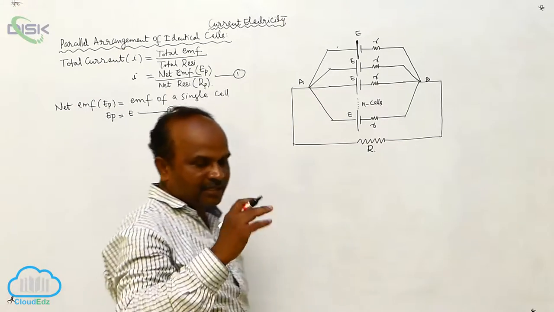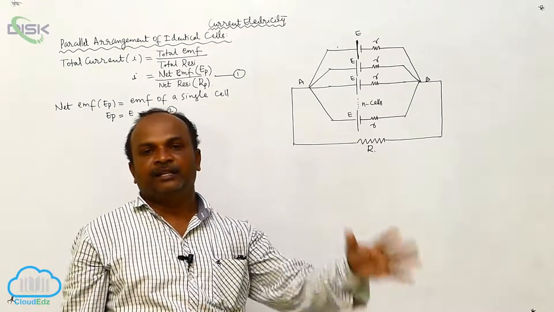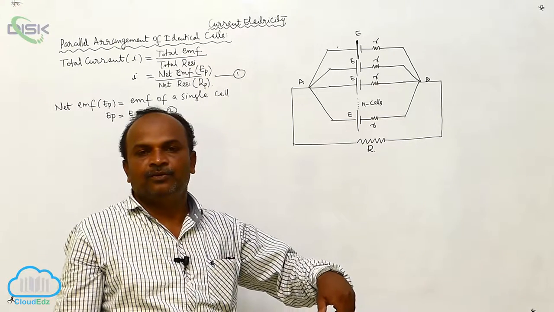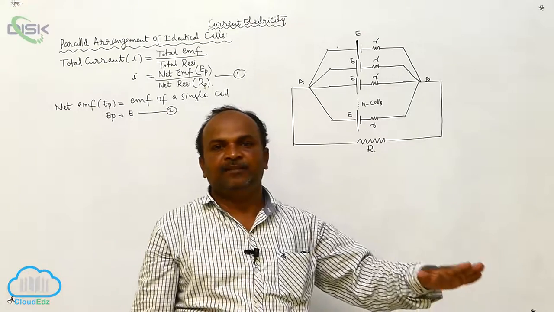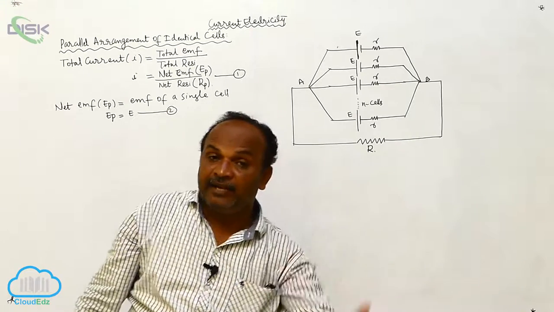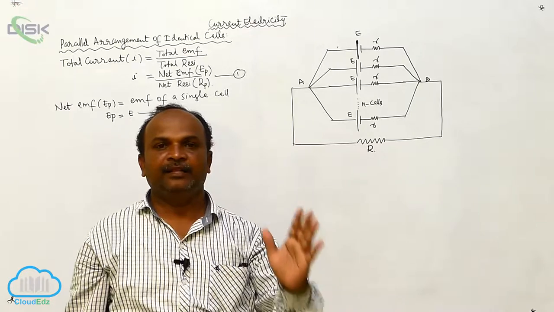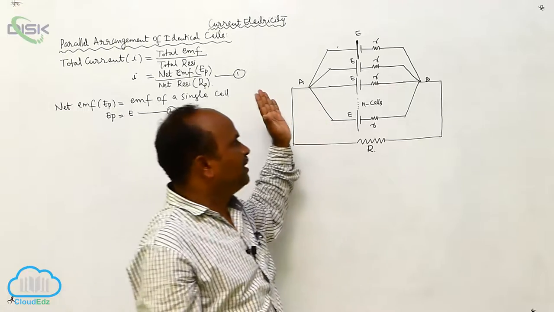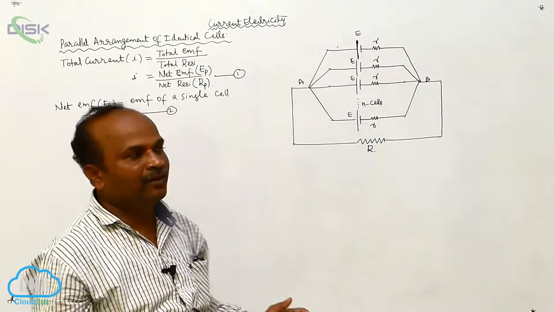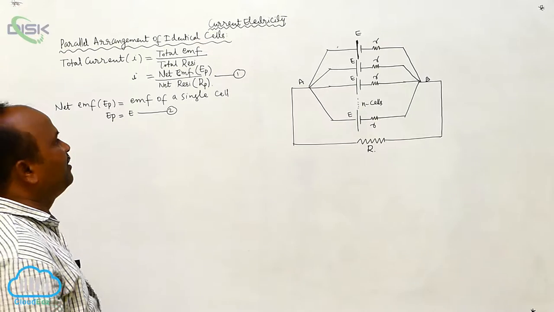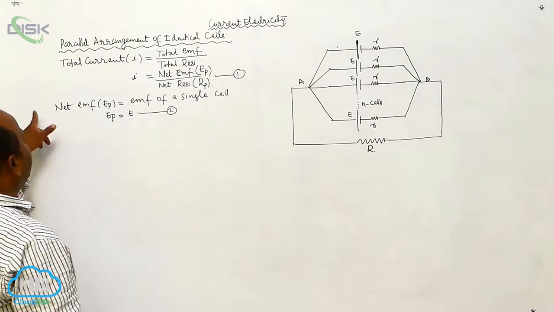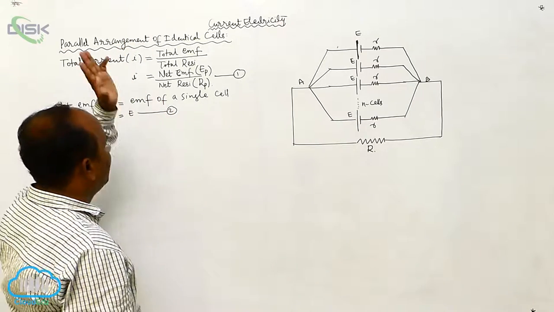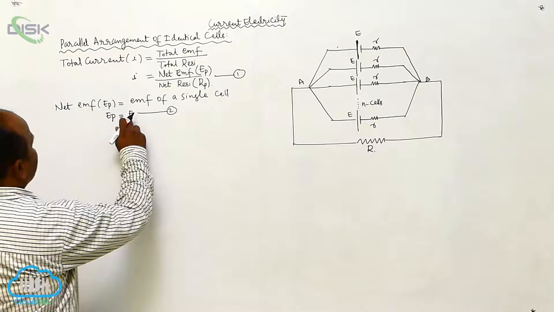Cells are arranged in series, or cells are arranged in parallel. In series, net EMF is equal to E1 plus E2 plus E3 plus E4. In parallel, net EMF is equal to only E, either E1 or E2 or E3. Because they are identical cells, if the identical cells are connected in parallel, net EMF is equal to the EMF of a single cell. Right, EP is equal to E, second equation.